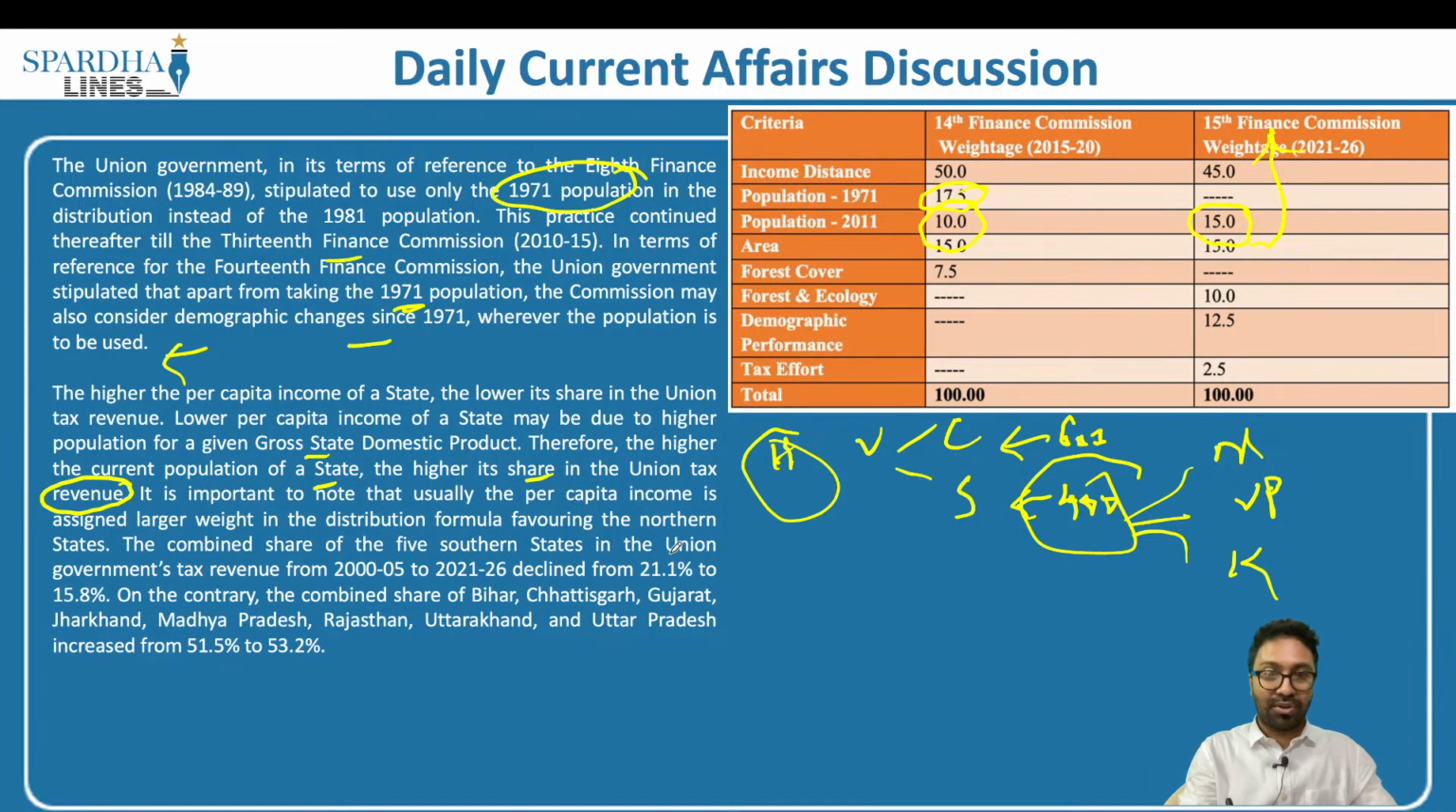So the combined share of 5 southern states in the union government's tax revenue from 2005 to 2021-26 declined from 21.1% to 15.8%. On the contrary, for the northern Indian states, it increased from 51.5% to 53.2%. So the South Indian states will suffer both on the political front and on the economic front, is what this article is all about. Now let's look into the next article.